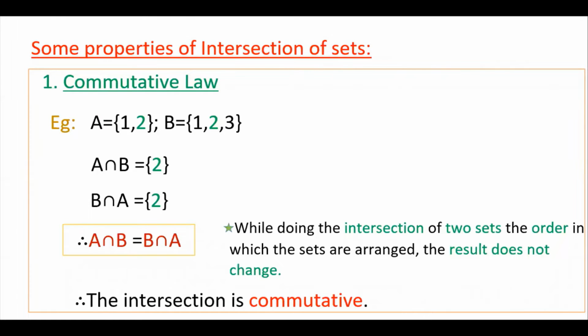Now I am going to tell some properties of intersection of sets. The first one is the commutative law. If you take any two sets A and B here, the common element of these two sets is only one element, that is 2. Therefore, A intersection B is equal to {2}. And if you intersect B and A, then B intersection A is also {2}. Only one common element. Therefore, A intersection B is equal to B intersection A.